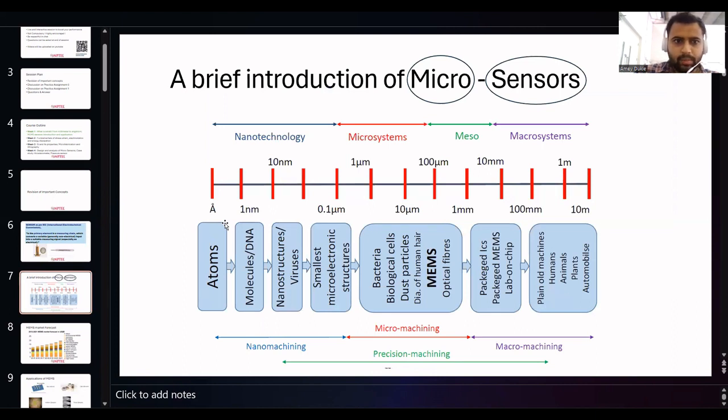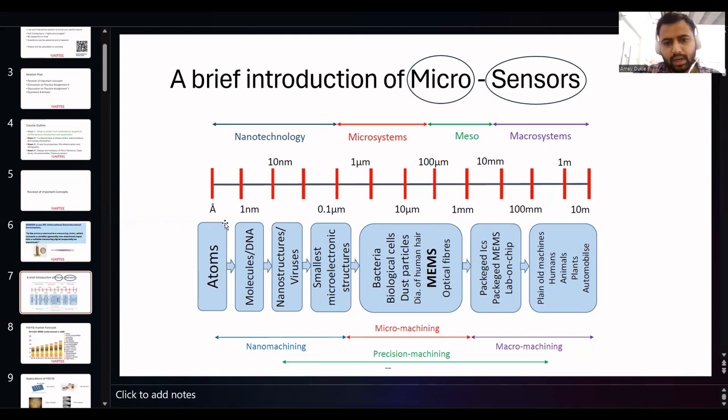But now coming to our topic, our lecture is mainly focused on microsensors. The topic is a brief introduction to microsensors. So we need to know what scale we are talking at. MEMS are basically devices that are less than 1 mm and more than 0.1 micrometers. So in that range we are talking. We are not going into the nanoscale, and we are not going into the millimeter scale.